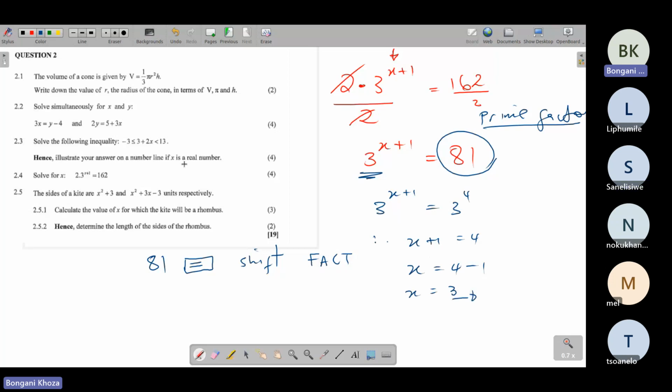So what we are saying here is that if I take my calculator and say 2 times 3 exponent 3 plus 1, I'm supposed to get what answer? What do you get? 162. So that means our calculation here was correct.